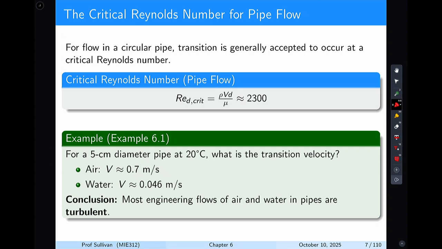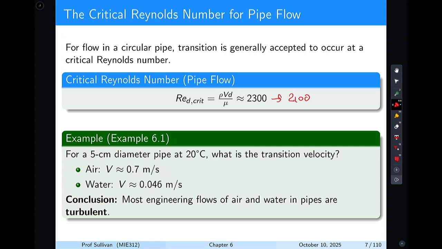So for flow in circular pipes, and I think I made a mistake on the aid sheet that I'm going to regret, but I'm going to say 2300, 2100. That number really varies from problem to problem.